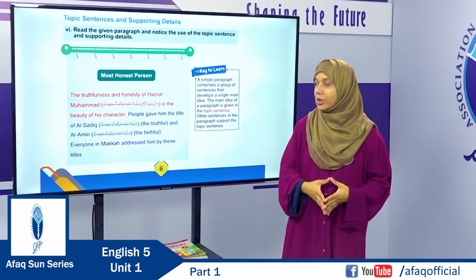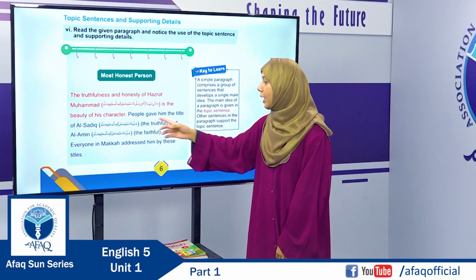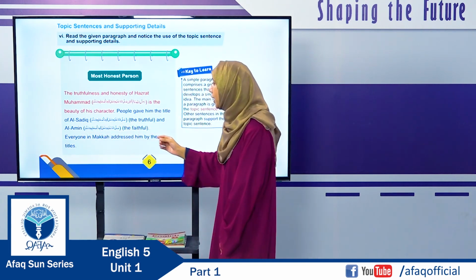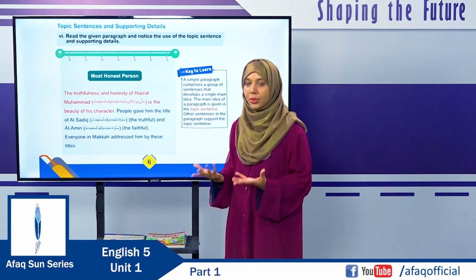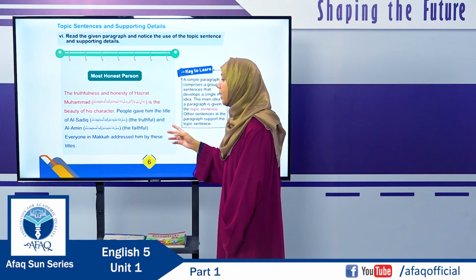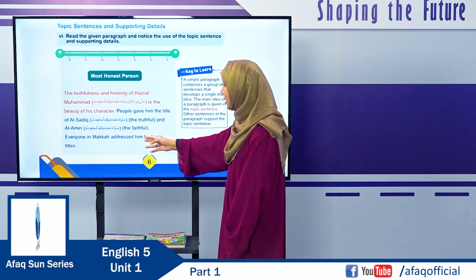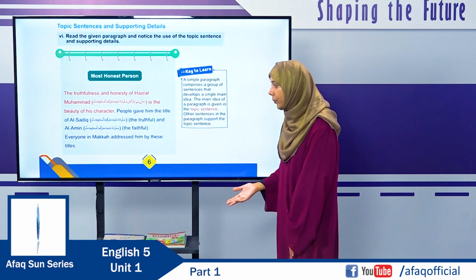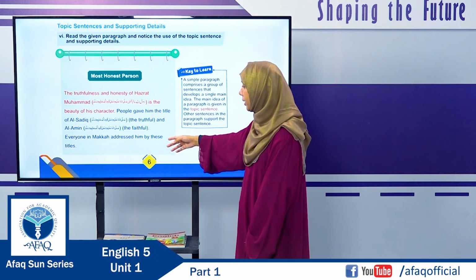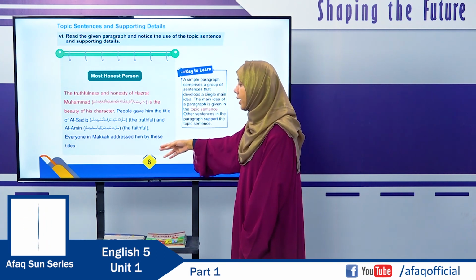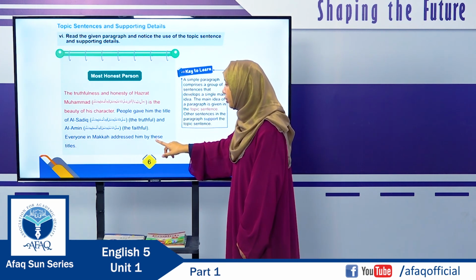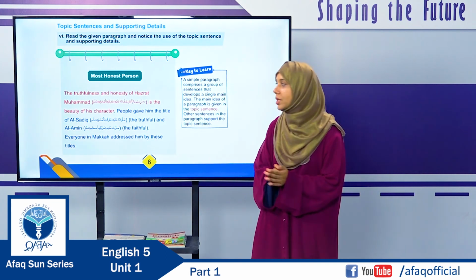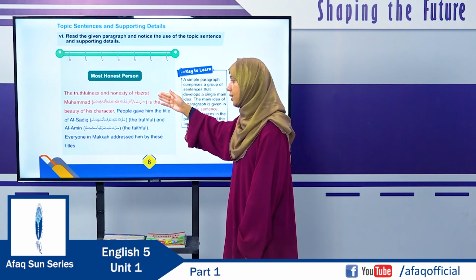Alright, and supporting details are: people gave him the title of Al-Sadiq, peace be upon him. Sadiq means the truthful, and Al-Amin, which means the faithful. Everyone in Makkah addressed him by these titles. So these two sentences basically are supporting the main idea that was given in the first sentence.